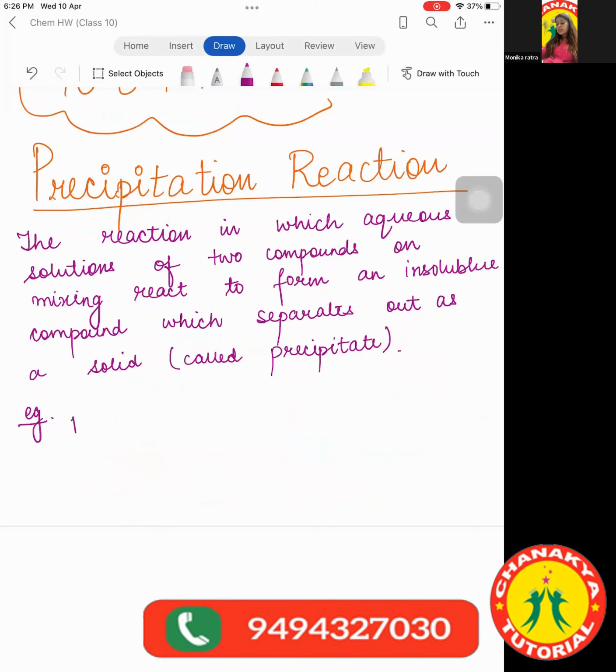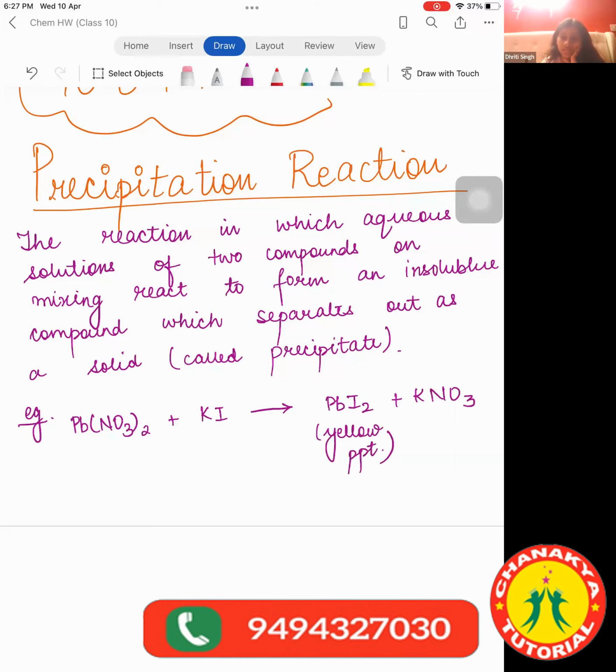So the first example I'll give is, and you can tell me the type of reaction also. It is the reaction of lead nitrate plus potassium iodide. It leads to the formation of potassium nitrate and lead iodide. Which type of reaction is this? Double displacement. Yes, it is a double displacement reaction.